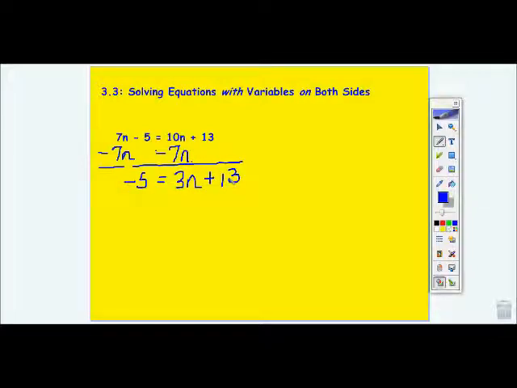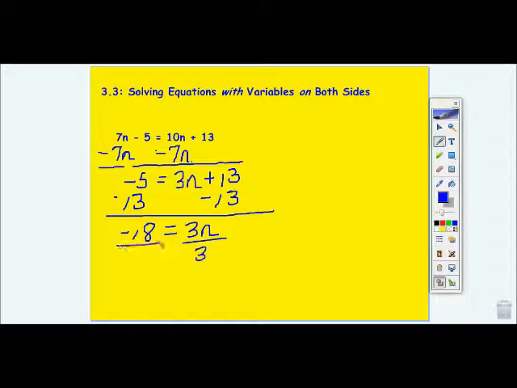Now, if I get my constant terms together, I'm going to have to subtract 13 from both sides. And when I'm combining negative 5 and negative 13, I get negative 18, and that's going to equal 3n. Now I'm dividing by a positive 3. I'm dividing a negative by a positive, so that means I'm going to get a negative. And my answer is negative 6. n equals negative 6.